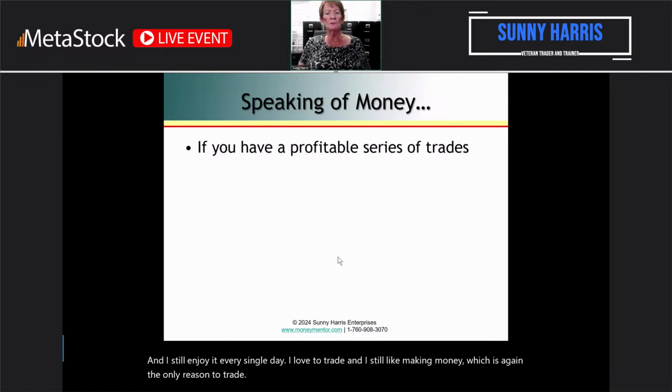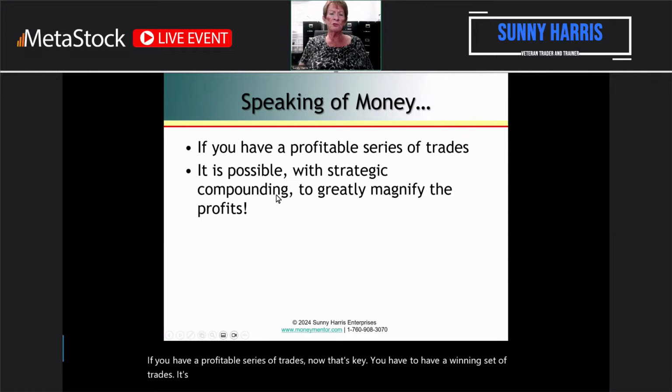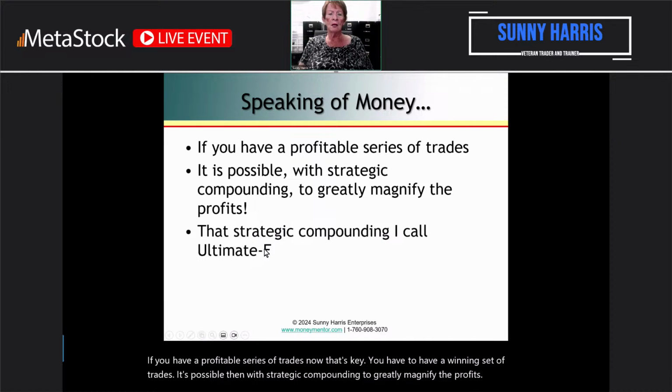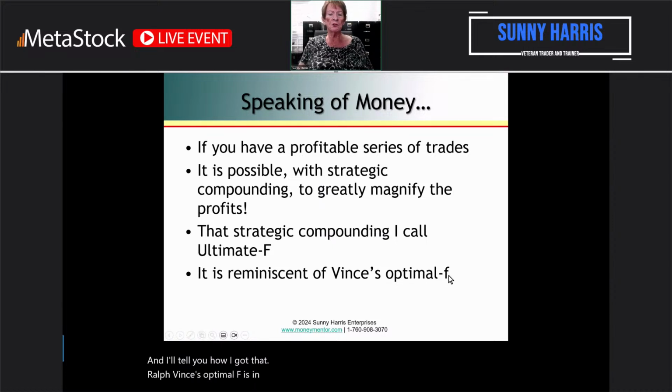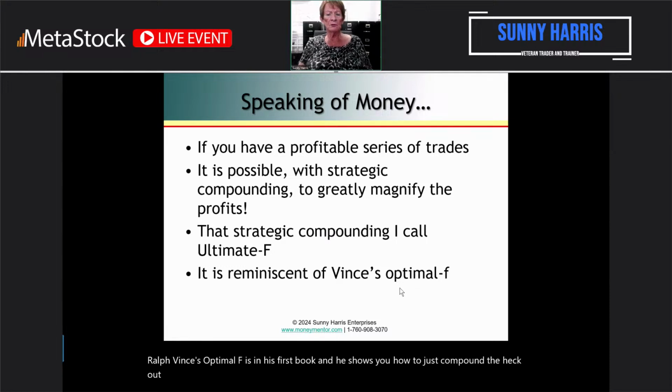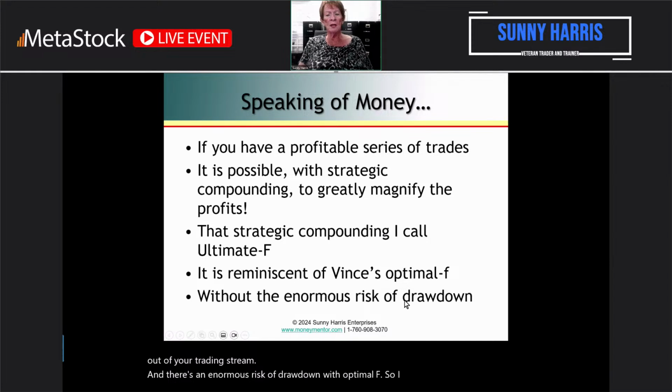Speaking of money, if you have a profitable series of trades, now that's key. You have to have a winning set of trades. It's possible then with strategic compounding to greatly magnify the profits. I call it Ultimate F. So it's a spreadsheet called Ultimate F. And I'll tell you how I got that. Ralph Vince's Optimal F is in his first book, and he shows you how to just compound the heck out of your trading stream. And there's an enormous risk of drawdown with Optimal F. So I didn't want that much drawdown.